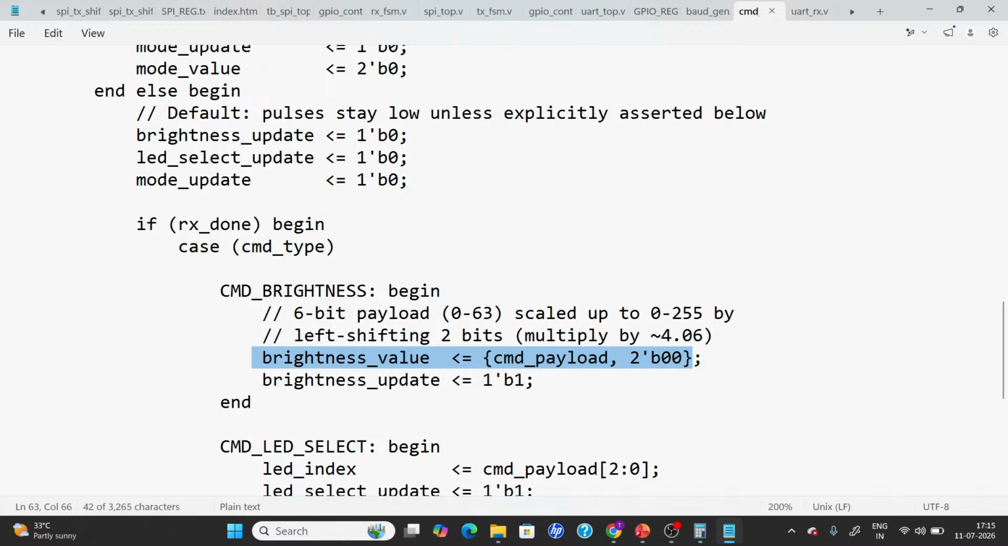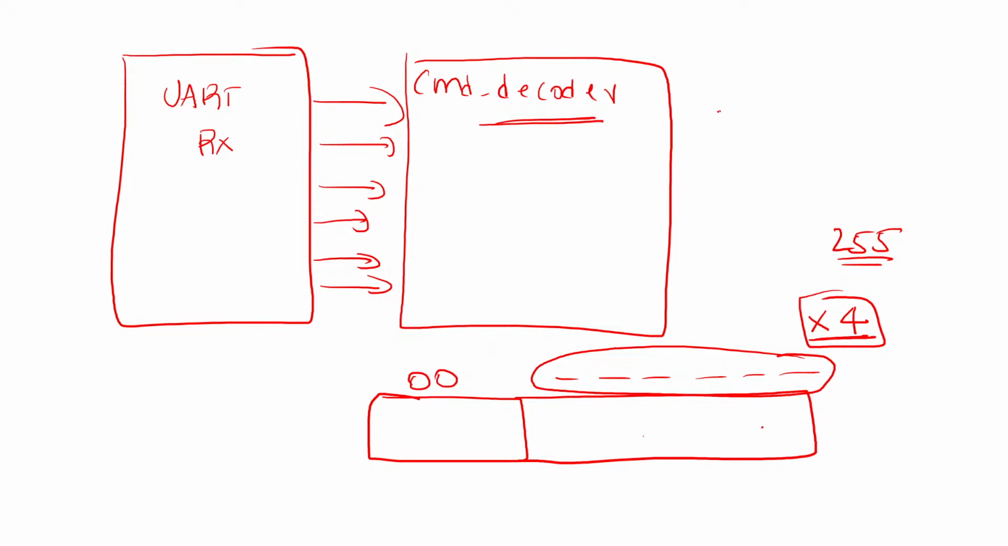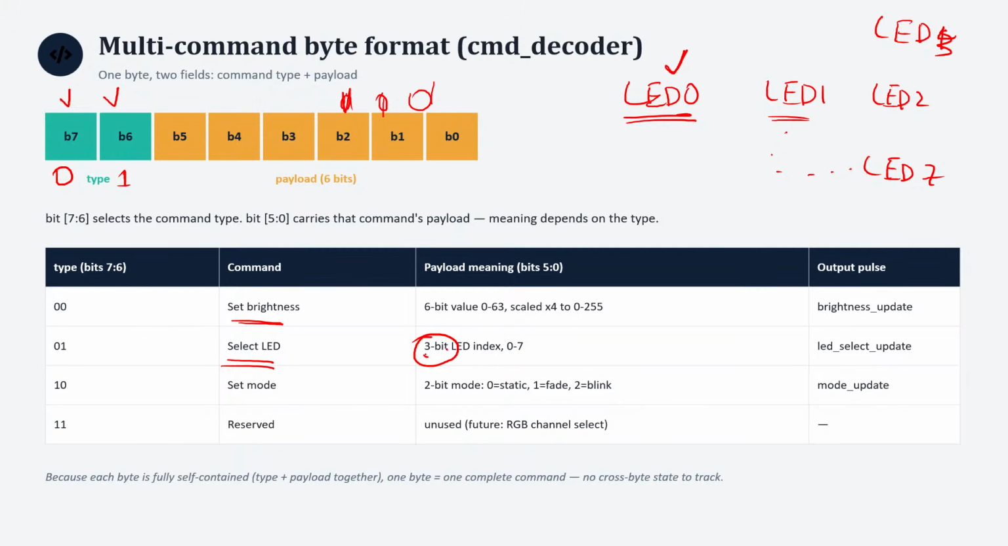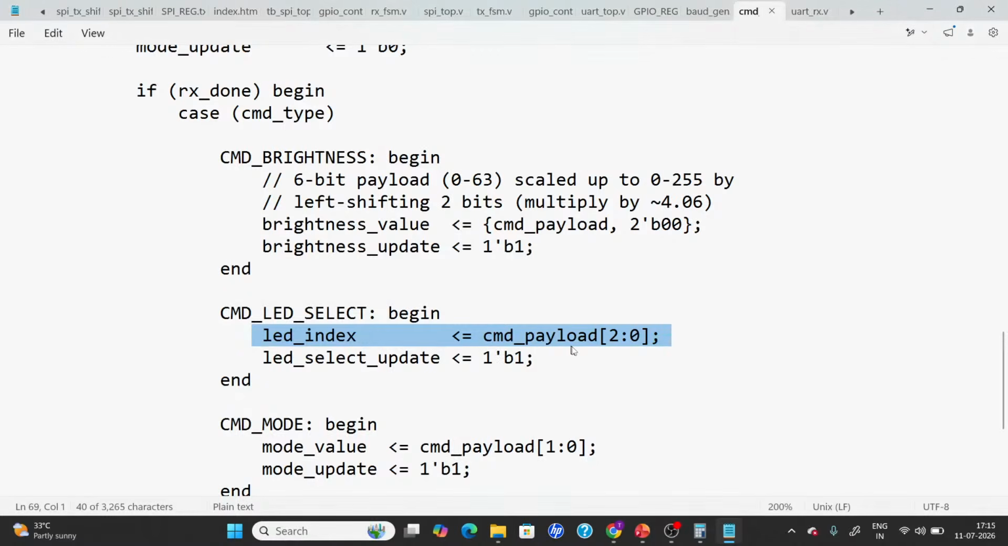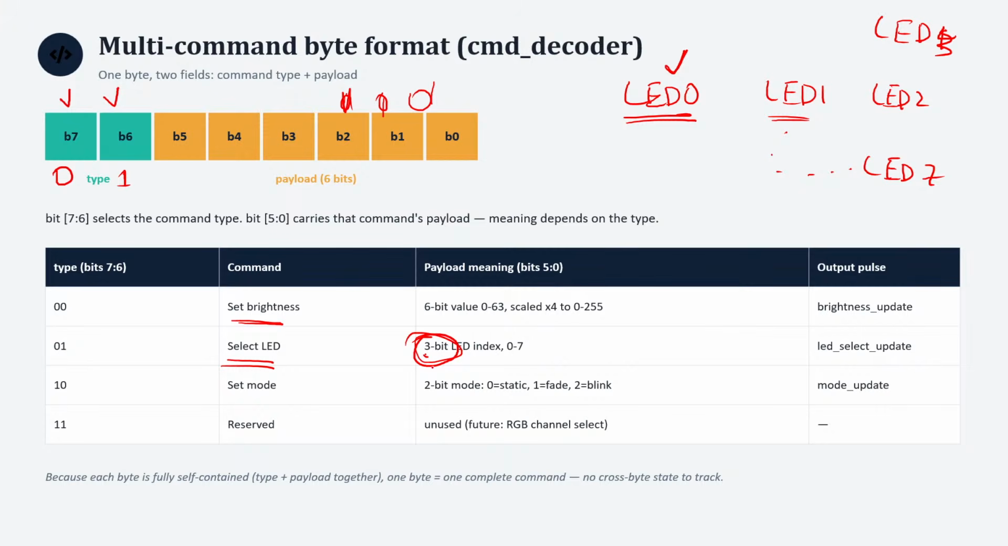Let's say if my command type is command LED select, then the LED index will be given from command_payload[2:0]. I've told you, right? For LED, I'm going to use 3 bits, that is what I'm storing, 2 down to 0. And for command_mode, I'm going to have 1 down to 0, so you can see for mode, you are going to use 2 bits.